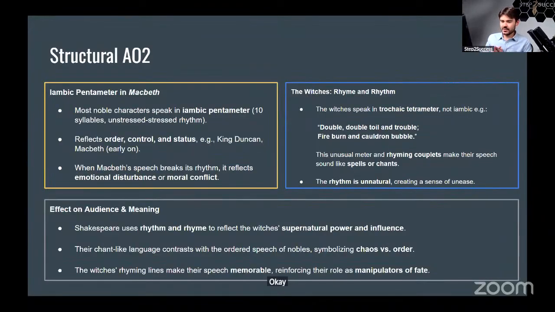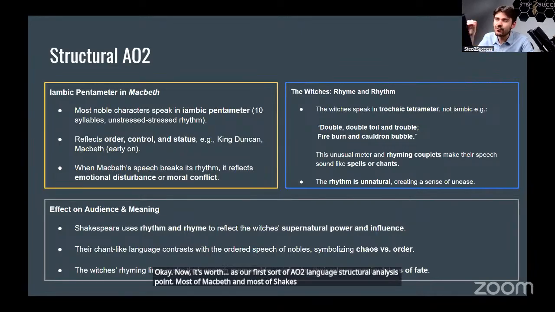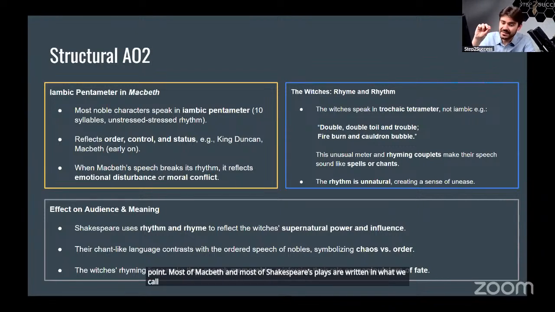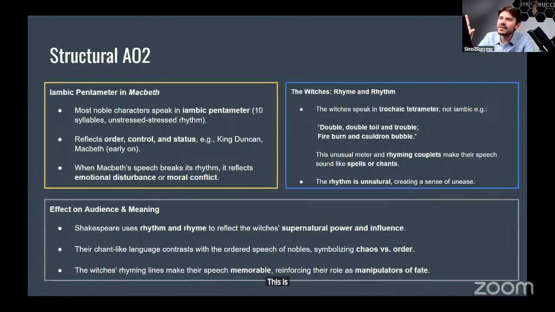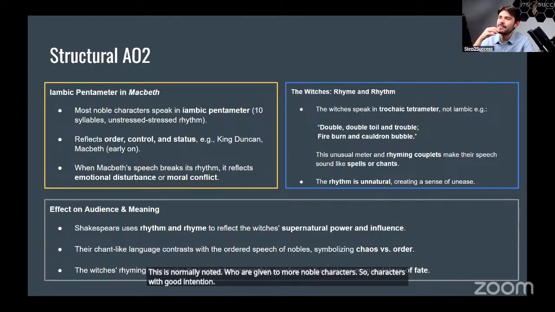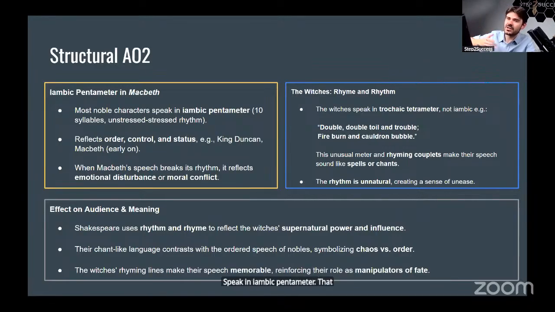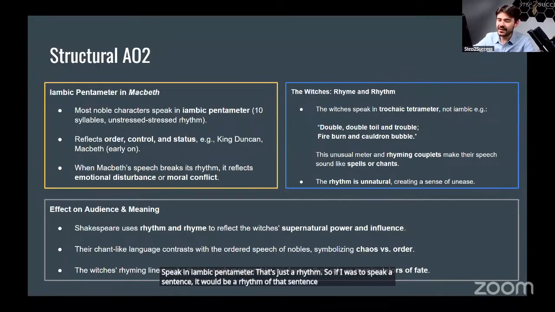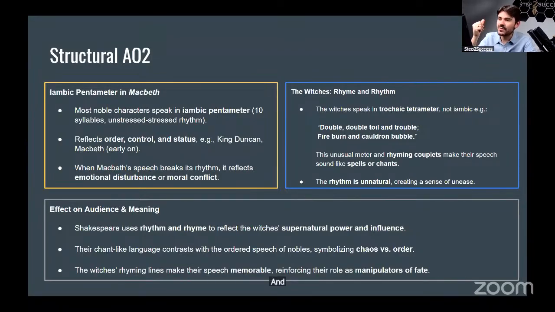Okay. Now, it's worth noting, as our first AO2 language and structural analysis point, that most of Macbeth and most of Shakespeare's plays are written in what we call iambic pentameter. This is normally given to more noble characters. So characters with good intention speak in iambic pentameter. That's just a rhythm. So if I was to speak a sentence, it would have a rhythm. And iambic pentameter is a rhythm of 10 syllables, unstressed, then stressed.